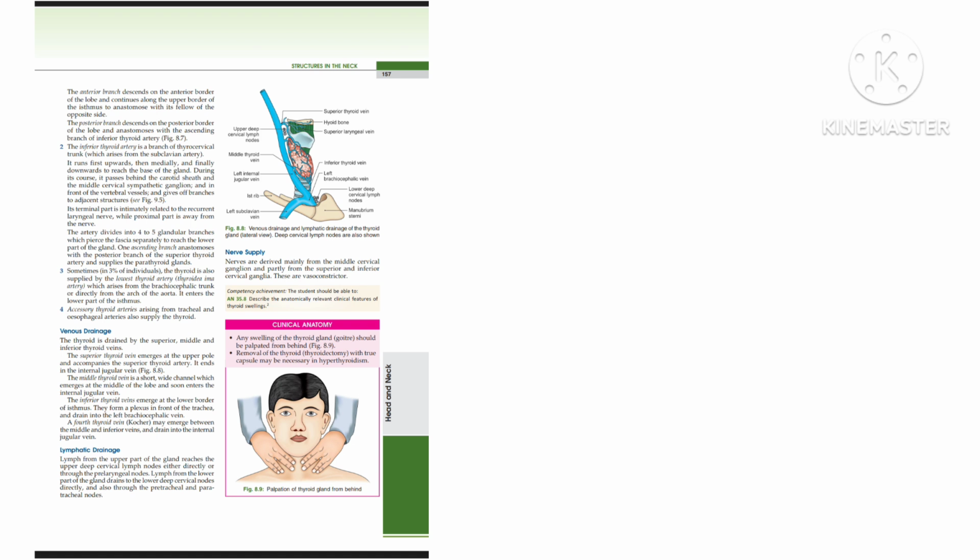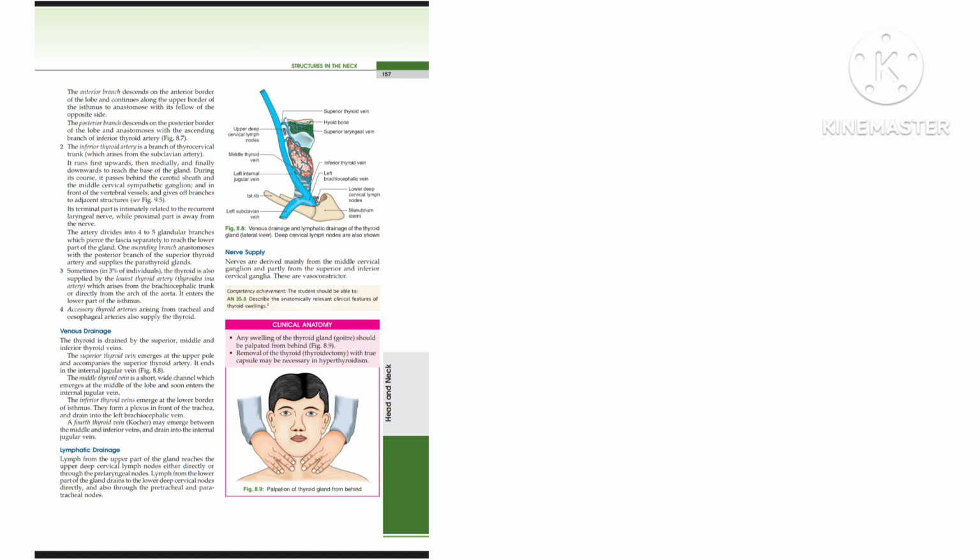Venous drainage. The thyroid is drained by the superior, middle and inferior thyroid veins. The superior thyroid vein emerges at the upper pole and accompanies the superior thyroid artery. It ends in the internal jugular vein. Fig. 8.8. The middle thyroid vein is a short, wide channel which emerges at the middle of the lobe and soon enters the internal jugular vein.